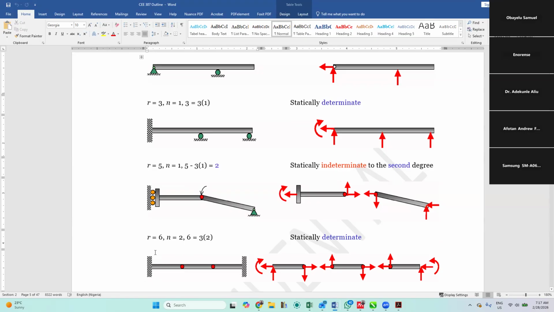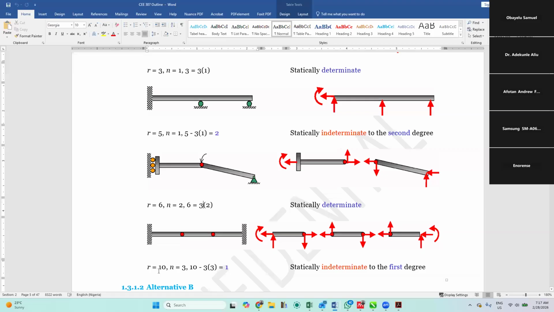So we have 3 unknown reactions here. We have 2 here. We have 2 here. And we have 3 here. So if you sum everything, how many reactions do we have altogether? 10. Very good. But how many members do we have? 3. Very good. So our R is equal to 10. Our N is equal to 3. So if you do R is equal to 3N, you have 10 compared with 3 times 3. That's 9. So how many is remaining for you to complete 10? 1. So that means it is statically indeterminate to the first degree.